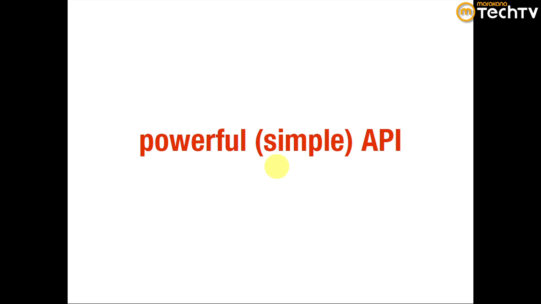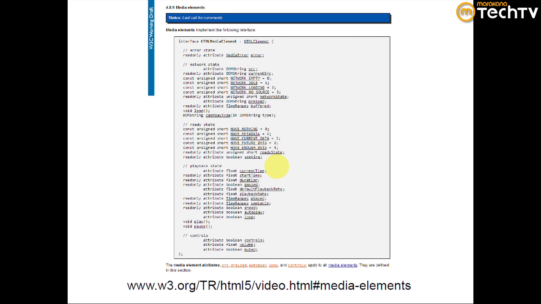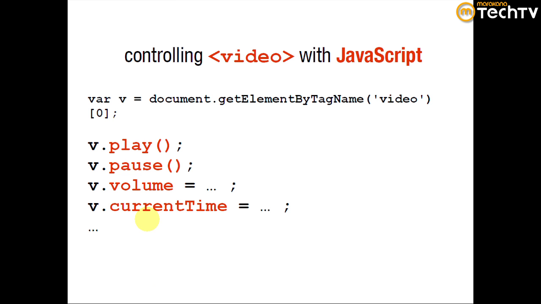Now, I mentioned that one of the most powerful things about HTML5 multimedia is the API. And this API is the same for audio and video, by the way. You have this, this is the spec, not terribly user-friendly, I have to admit. So here's how you control video with JavaScript. Basically, you do getElementsByTagName for the video, and then there's video play, pause, volume, whereby you can get and set the volume, and you can get and set the current time, which is how you can jump to places in the video, for example.